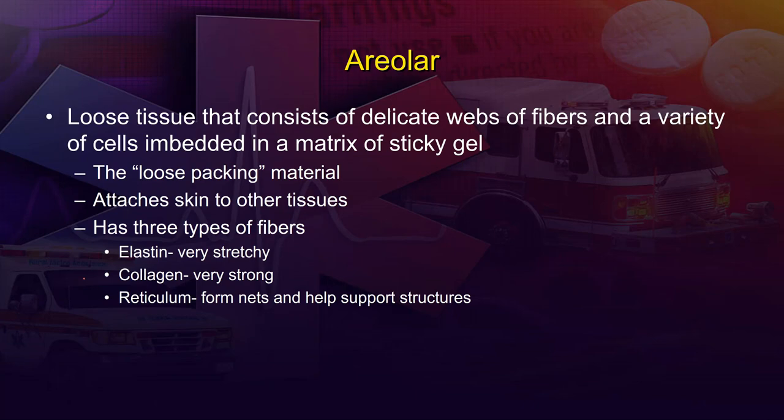Areolar tissue is the type of tissue that's used as a packing material, and it's commonly used in three types of fibers: elastin, collagen, and reticulum. So generally, when we think of skin and we talk about the aging process of skin, areolar tissue is part of that process.